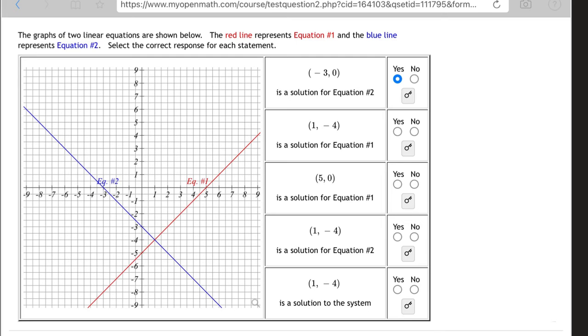Okay. Is 5, 0 a solution, for example, for equation 1? So 5, 0, that's a yes as well, because 5, 0 is right there. So that would be yes.